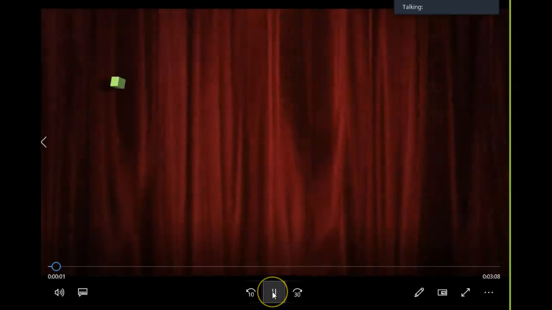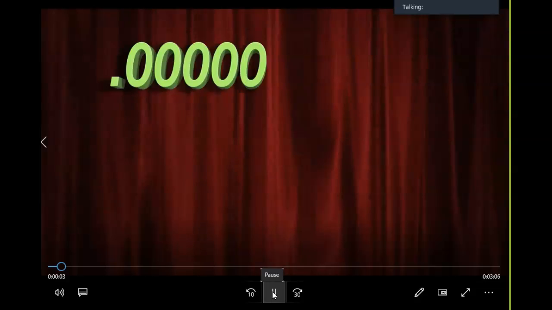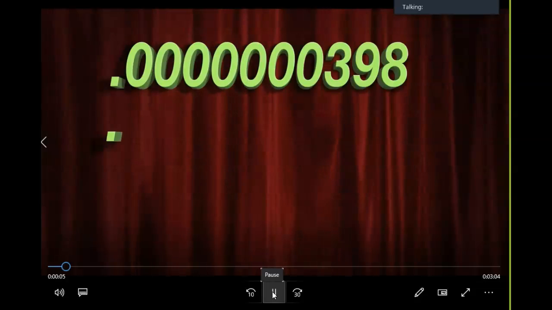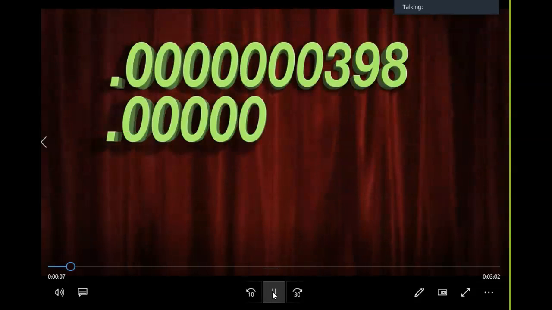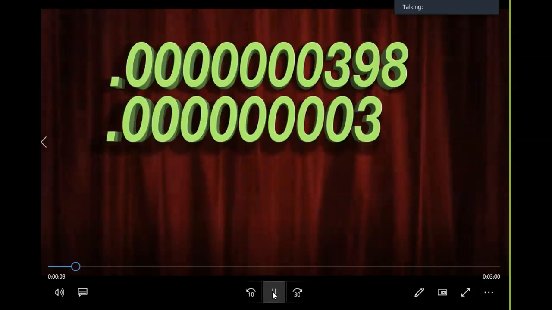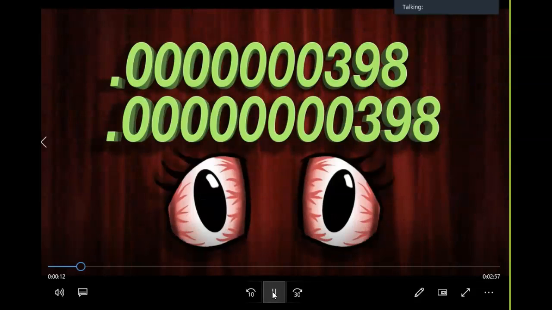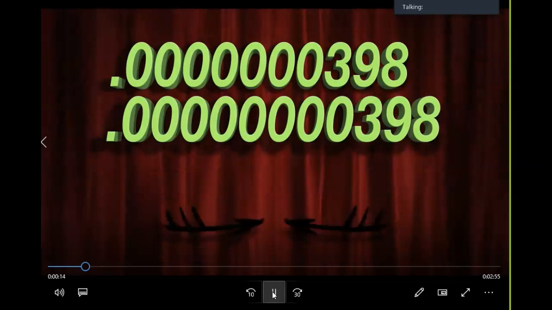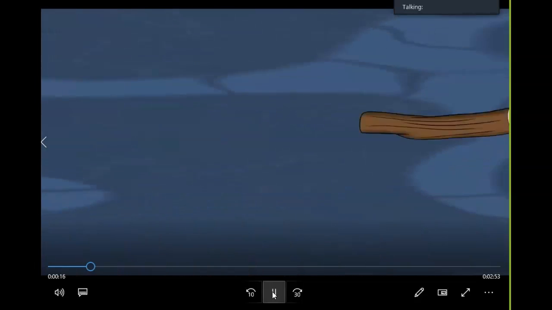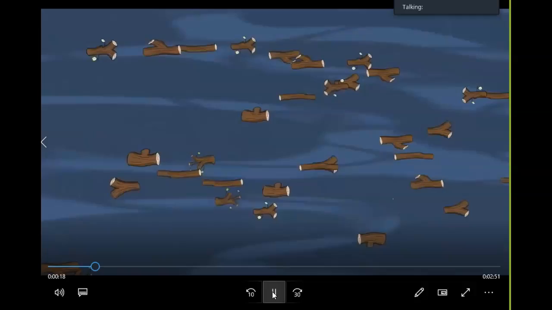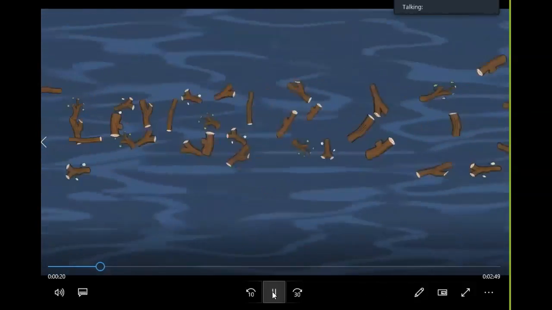How does the difference between 0.00000000398 and 0.00000000398 cause one to have red eyes after swimming? To answer this, we first need a way of dealing with rather small numbers, or in some cases extremely large numbers. This leads us to the concept of logarithms.